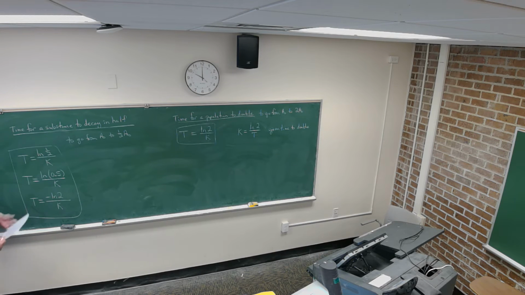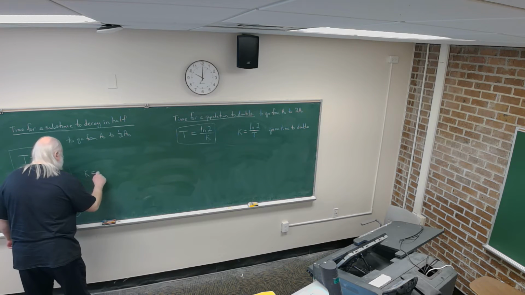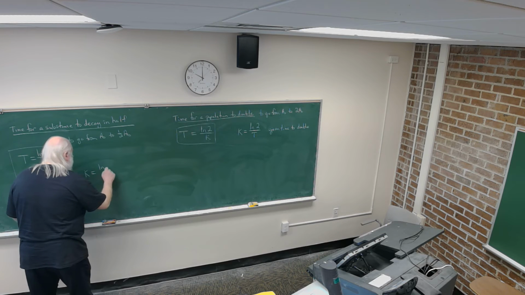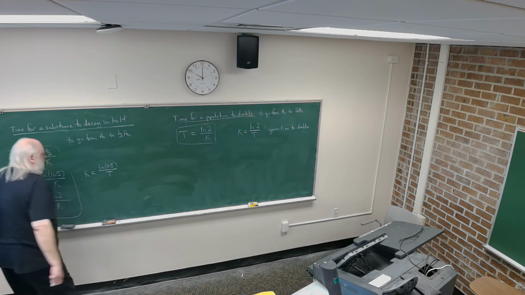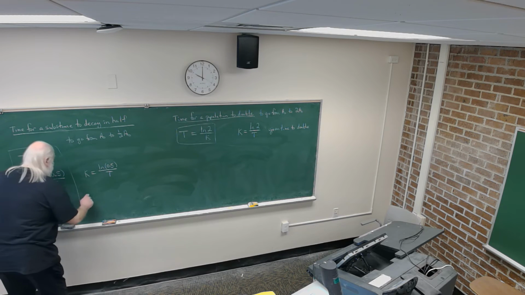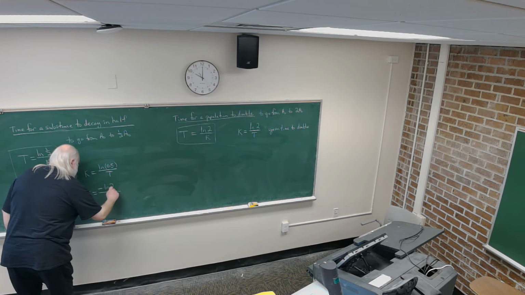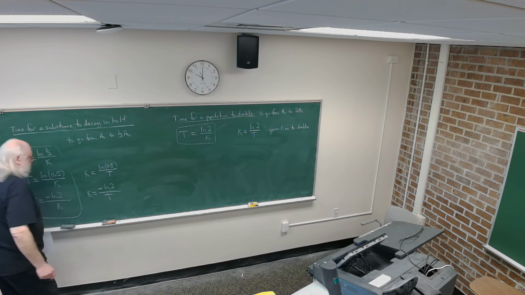Now similarly, sometimes we're given the time for a substance to decay in half, and we've got to find the decay rate. So when you solve for K, you get K is equal to the natural log of 0.5 divided by the time for the substance to decay in half, or on the bottom down here, K is equal to minus the natural log of 2.